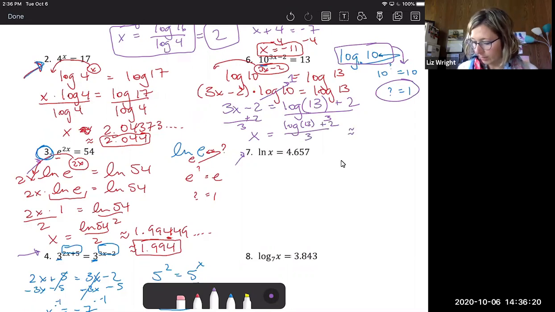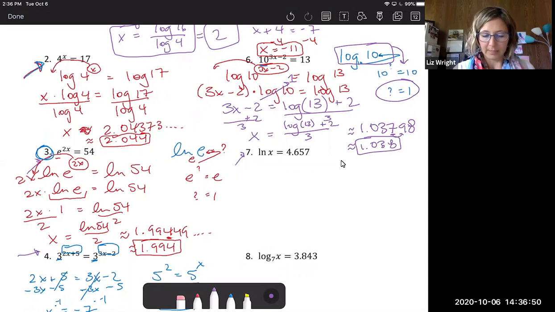So putting that one in the calculator, I've got some extra steps that I get to do on my very simple scientific calculator. And I got approximately 1.03798, so it's going to be 1.038 for that one.